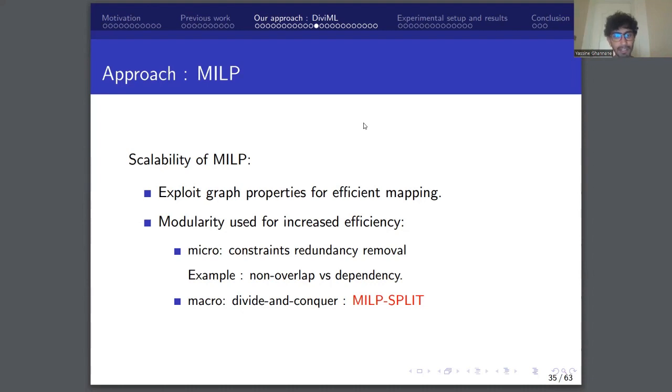And the main one tackled in this work is the usage of modularity within a DNN. We have done this at both a macro level and a micro level. At the micro level, we mean doing an optimization at the stage of the MLP model in itself by reducing the redundancy of constraints. For example, removing non-overlap constraints, which can be encoded with dependency constraints only. On the macro level, this is seen as doing a divide and conquer approach on the whole graph before encoding it as an MLP. This is our specific heuristic, the MLP split.